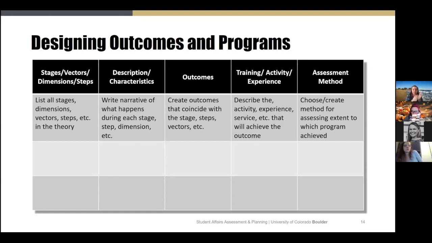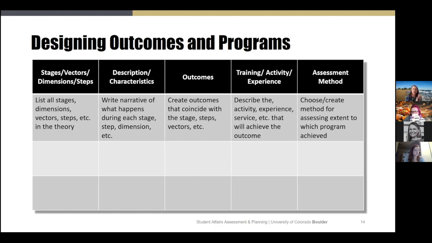For the next column, we're going to write a description or some characteristics, basically a narrative about what is expected to happen at each of those stages or vectors, dimensions, whatever. I'm just going to call them stages for the purpose of this. So we're going to write a narrative for each of those stages.